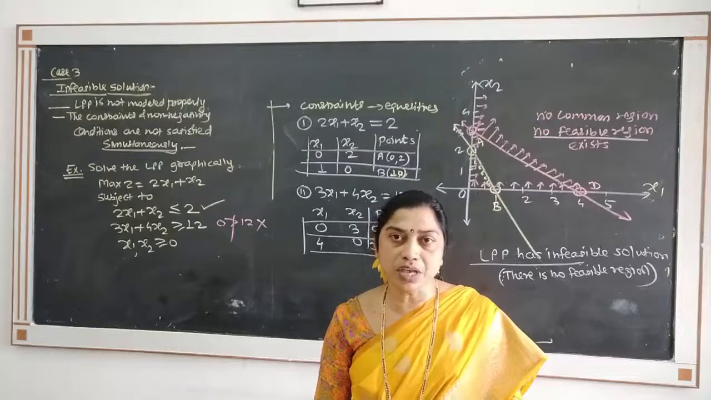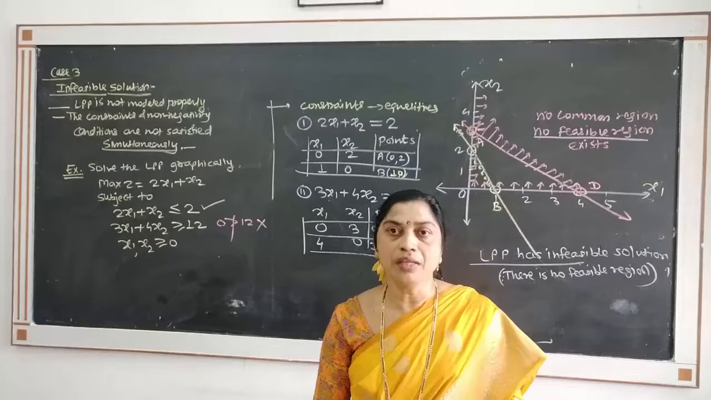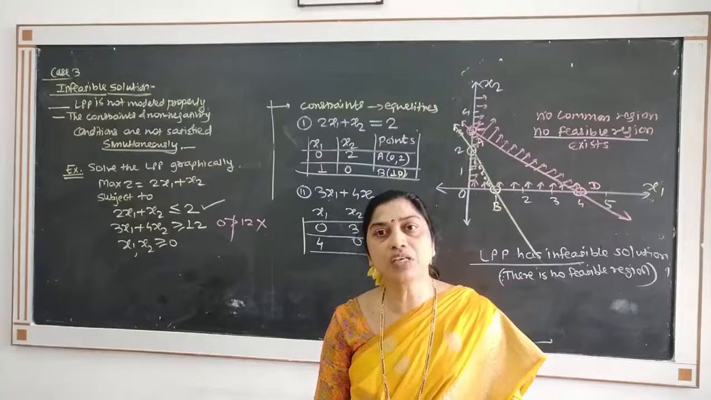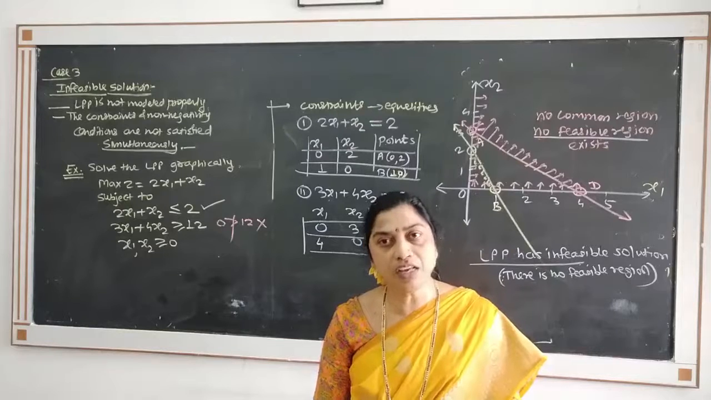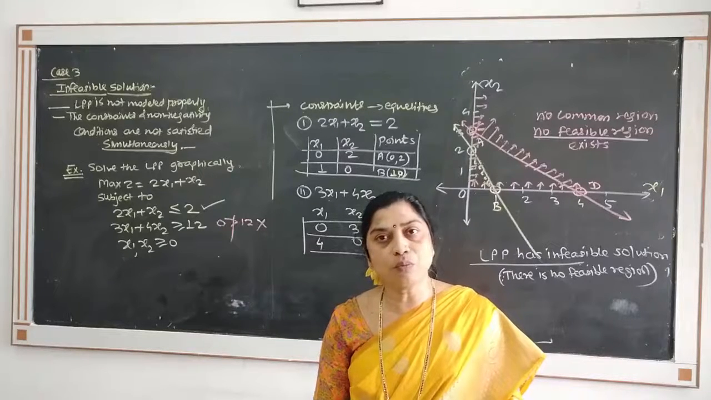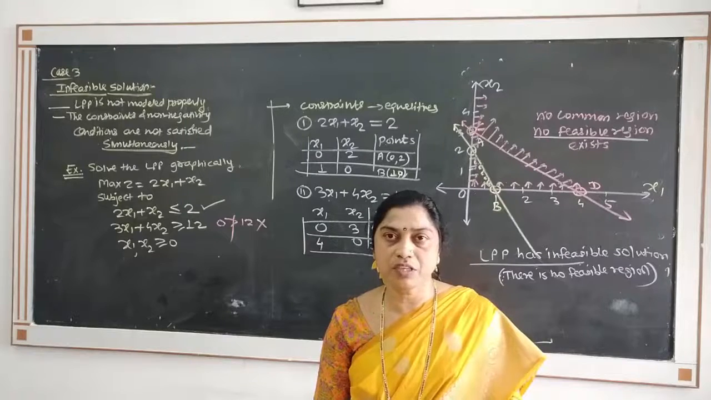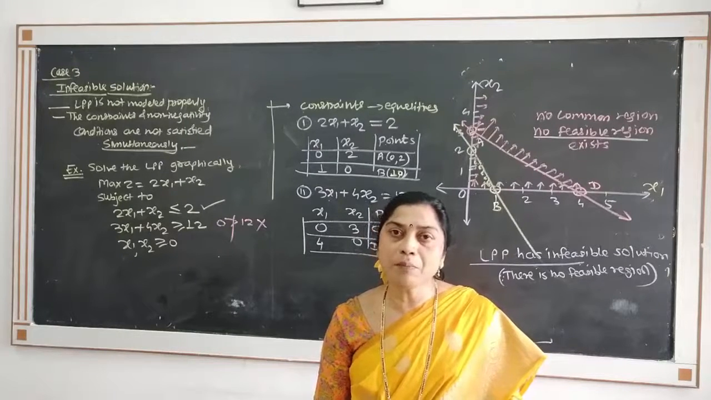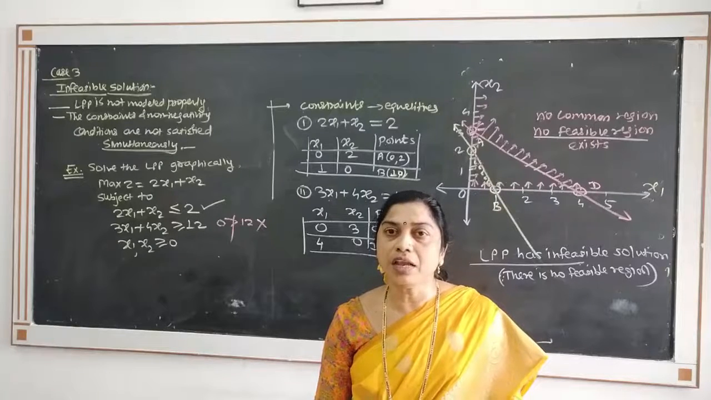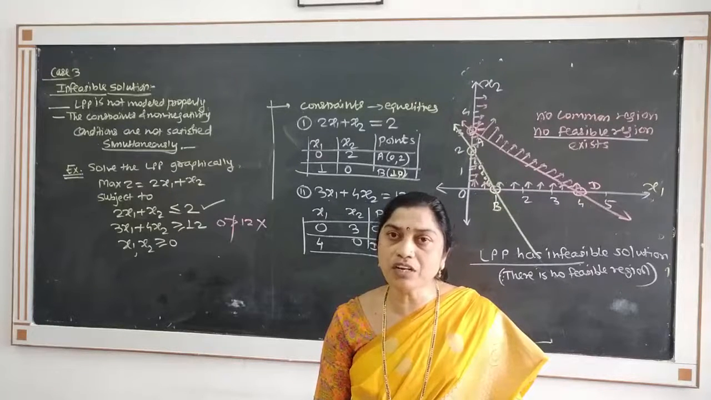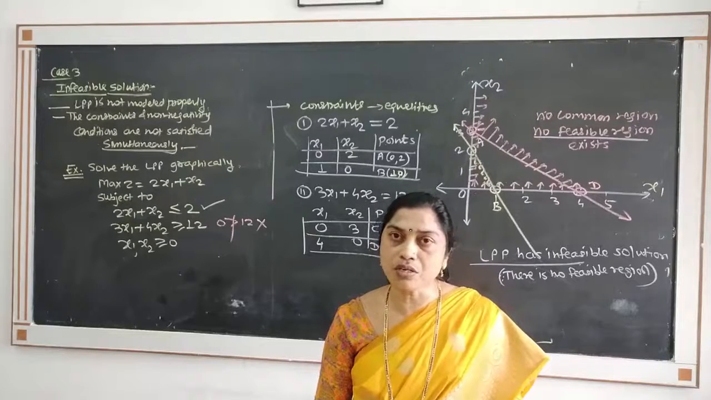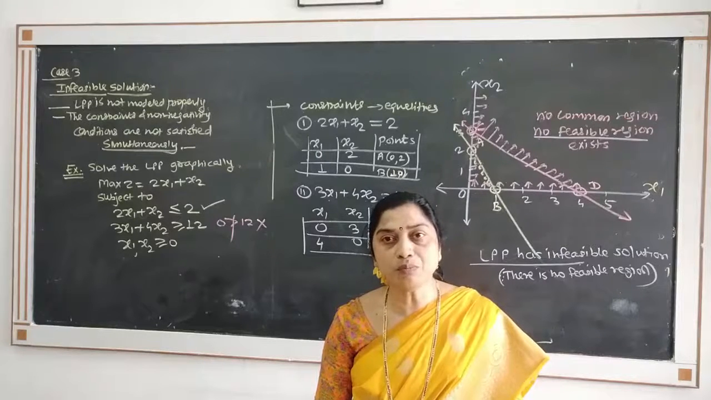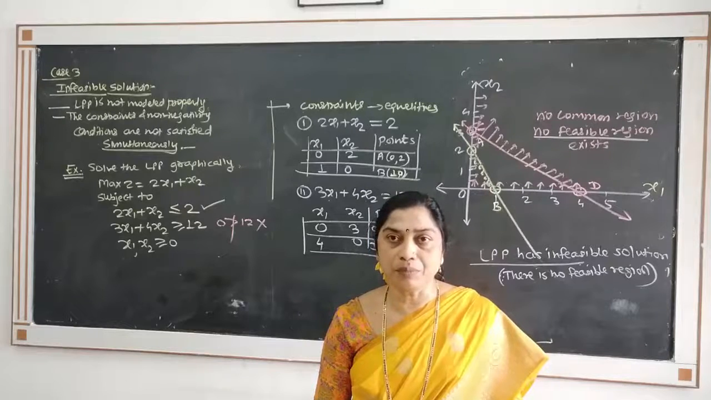The second case is unbounded solution. In that case, the value of the objective function can be increased or decreased indefinitely, according to the maximum or minimum case respectively. And the third is infeasible solution, when the LPP has no feasible region, that is, all the constraints and non-negativity conditions are not satisfied simultaneously, and this happens because the LPP is not modeled properly. So these are the three important cases in LPP.